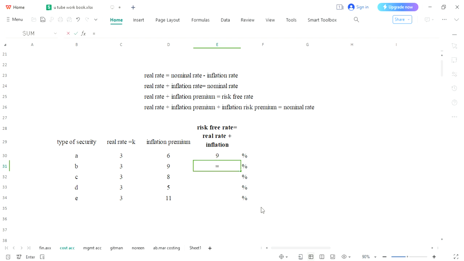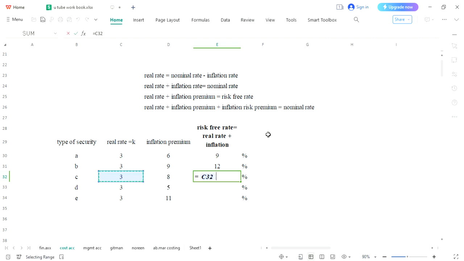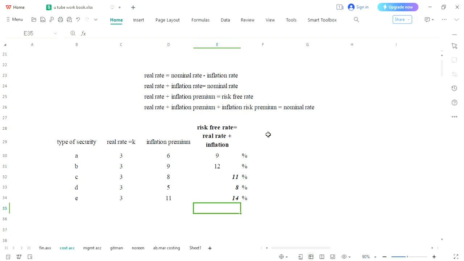Next, for B security, 3% real rate, 9% inflation premium. Okay, and now we are going to calculate our C requirement. For C security, 3% is the real rate and inflation premium 8%. Next, 3% real rate and inflation premium 5%. Next, 3% is the real rate and you will add the inflation premium. We have got our answer.